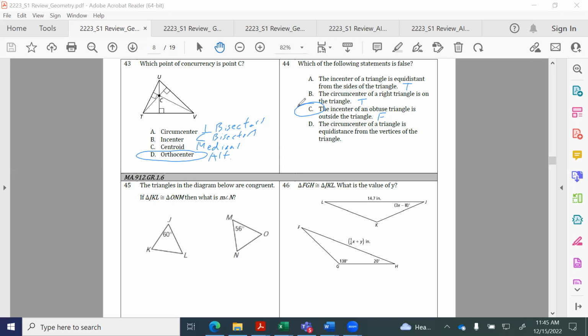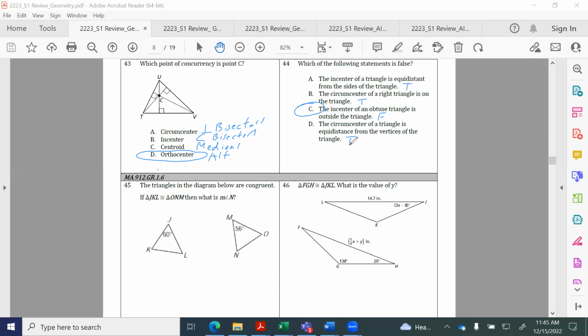And then D, the circumcenter of a triangle is equidistant from the vertices of a triangle. That is also true. Again, a circumcenter is the center of the circumscribed circle that goes around the outside of the triangle going through the vertices.